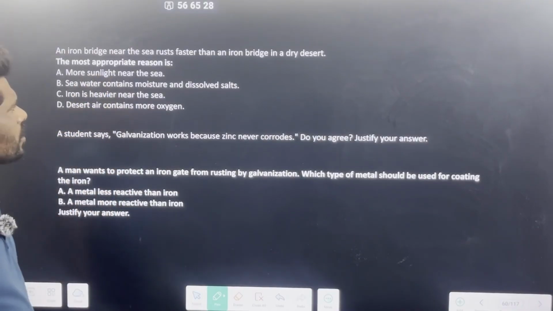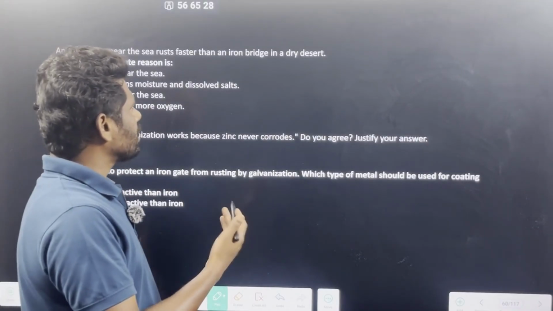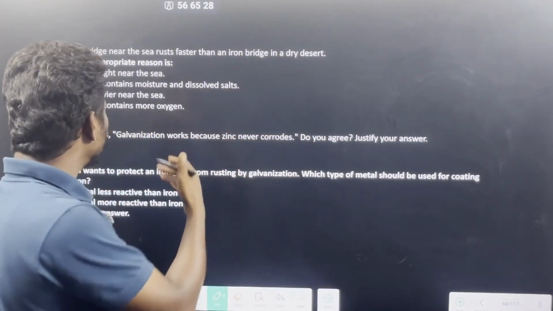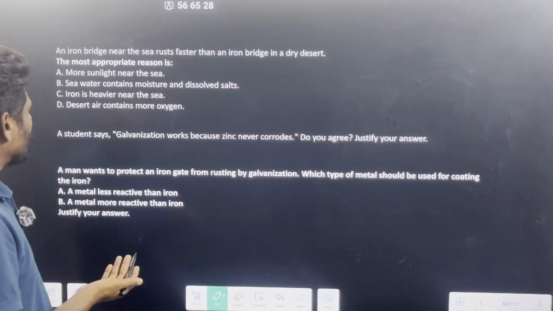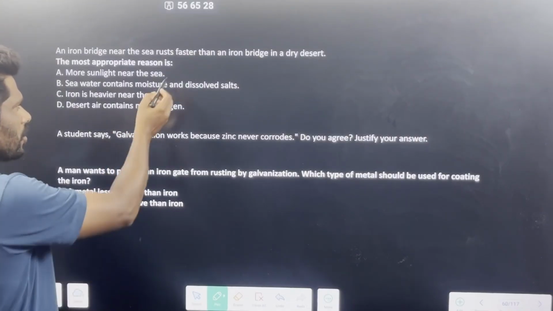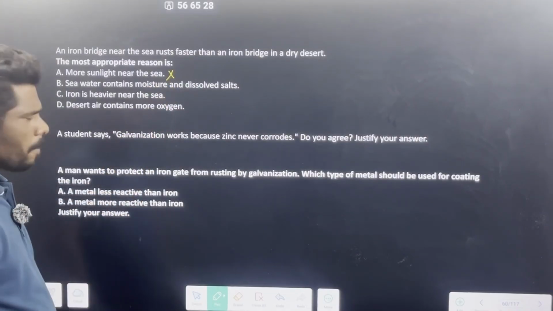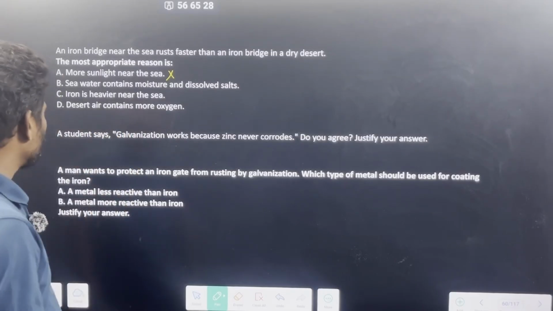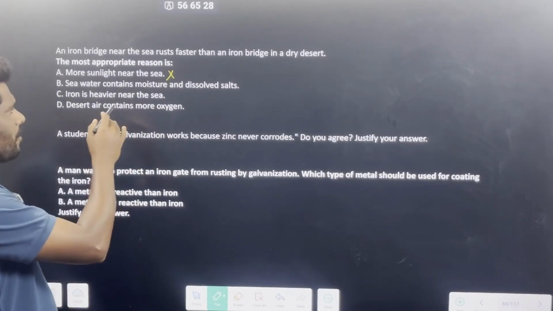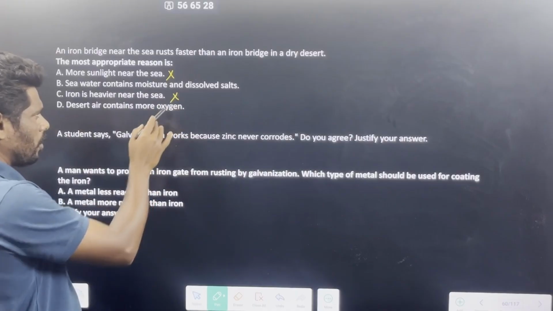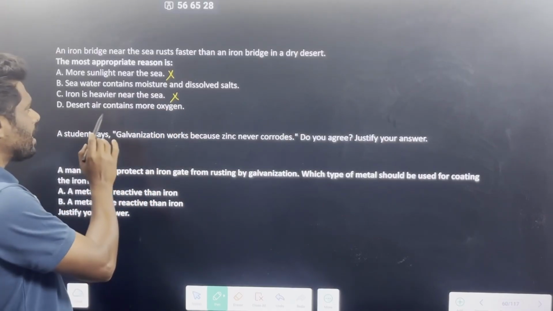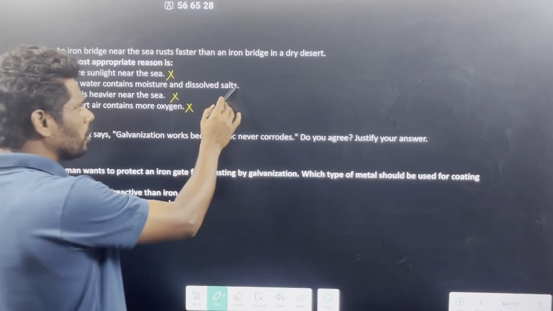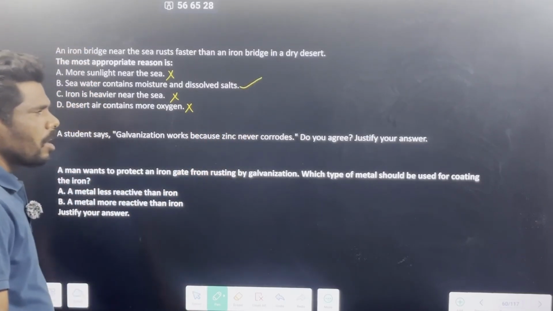An iron bridge near the sea rusts faster than an iron bridge in a dry desert. Is the most appropriate reason more sunlight near the sea? Is that actually the correct answer? Actually, no. Seawater contains moisture and dissolved salts. Iron is heavier near the sea? Not true. Desert air contains more oxygen? Obviously not true. So this is the correct option.